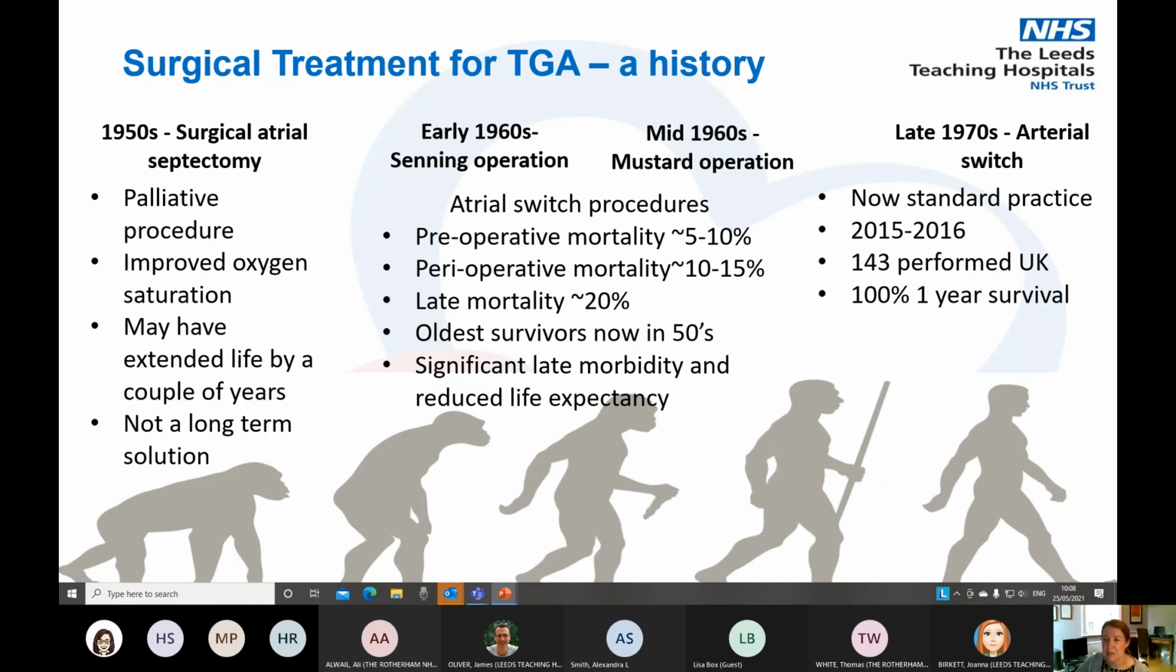So in the late 1970s, the arterial switch was introduced, and that's now standard practice across the UK. So, for example, in the financial year 2015 to 2016, there were 143 arterial switches performed in the UK, and they had 100% one-year survival, which is phenomenal, really.